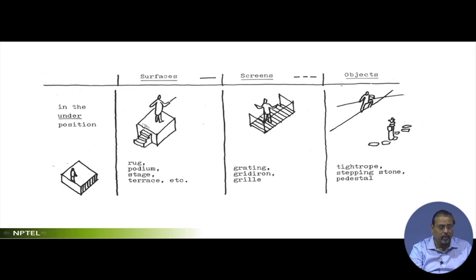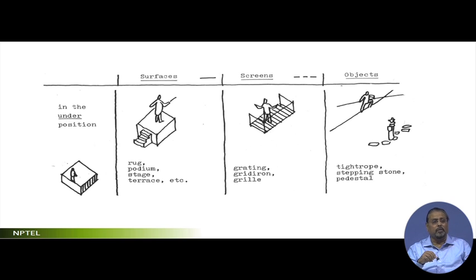Basically, you may have a very clear surface, or you may have something perforated, grating, gridiron, grills and all that, or you may have a podium, stage, terraces or whatever. And here, tightrope, stepping stone, pedestals. Sometime I will tell you, even the top of the bollard also becomes a base plane for somebody.